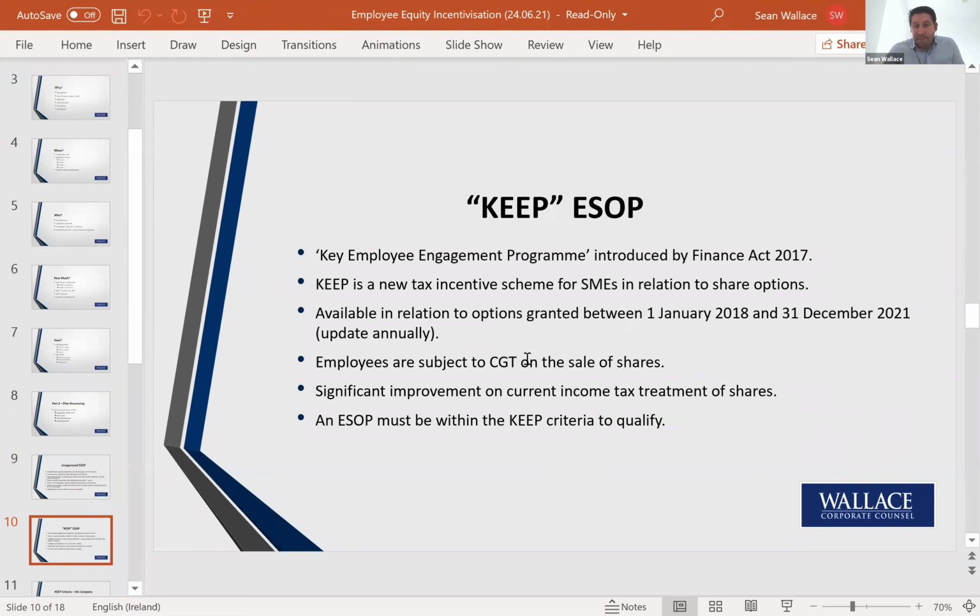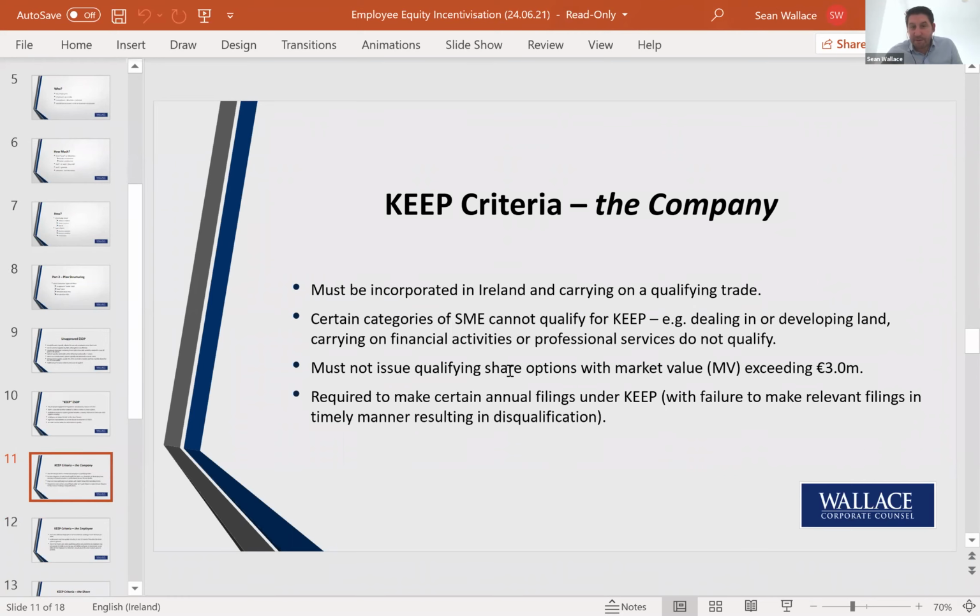So jumping into KEEP, I think we've covered a lot of the general criteria here and the rationale for doing it, but there's very specific criteria that obviously, look, we can guide businesses on, but just broadly, most businesses will qualify for this, but there are certain activities that won't. Financial activities, professional services, property, those kind of things. So it's really aimed, not specifically at the tech sector, but really with that in mind, to help drive innovation.